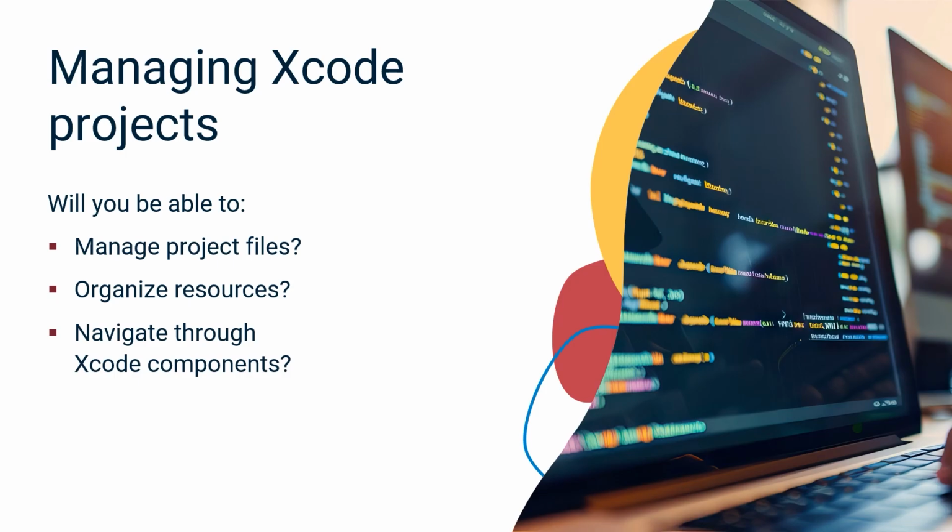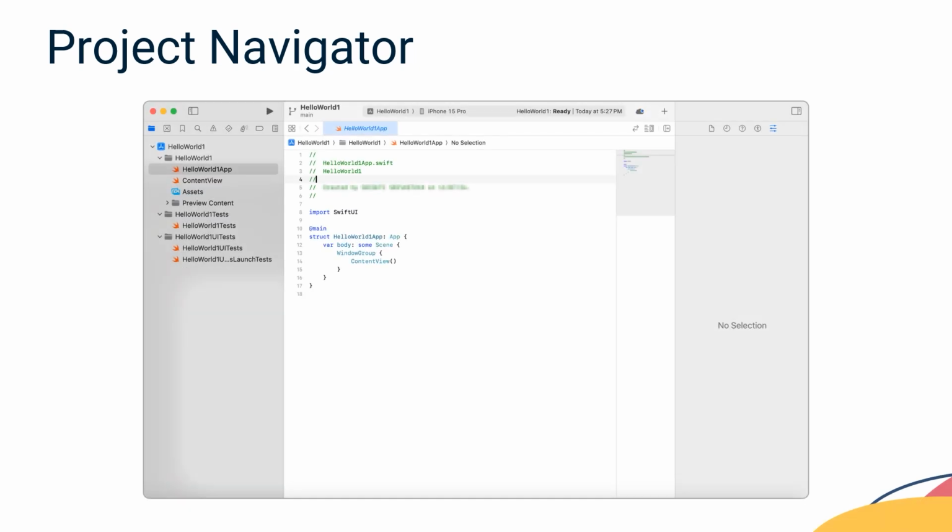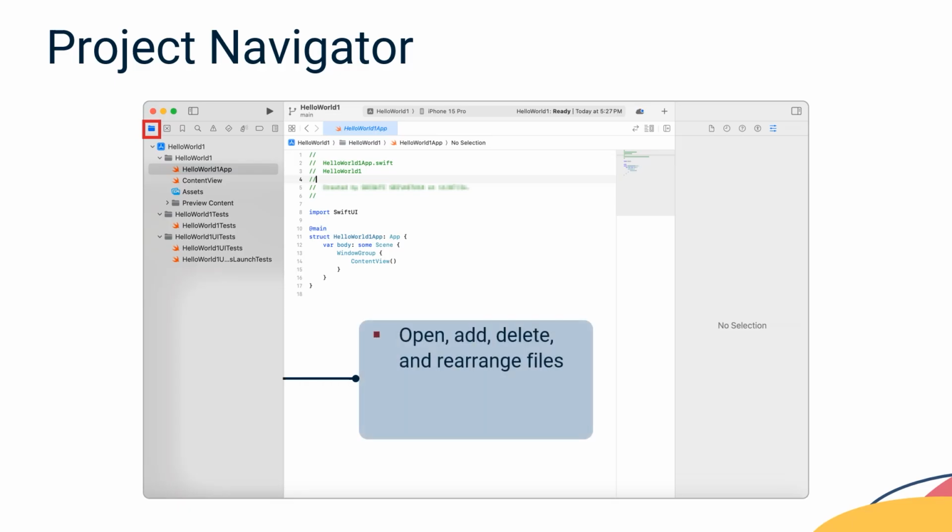So, will you be able to manage projects on Xcode efficiently? Of course. Let's see how. The Project Navigator lets you view, manage, and organize your project's files. To access the Project Navigator, select the file folder icon at the top left of your Project Windows Navigator area. You can open, add, delete, and rearrange files within this navigator.